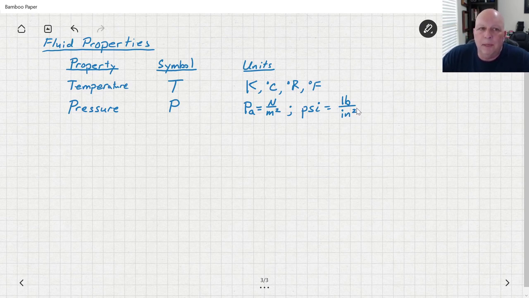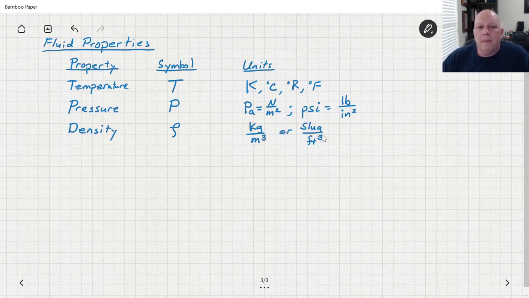Density is the next property we're interested in. We generally use a symbol of rho, and typical units would be kilograms per meter cubed or slugs per foot cubed. Now I mentioned in the introduction of the course that we're going to ignore viscous effects, at least for the bulk of the course. The last couple of weeks we're going to talk about boundary layers. When we start talking about boundary layers, we're going to introduce viscosity.